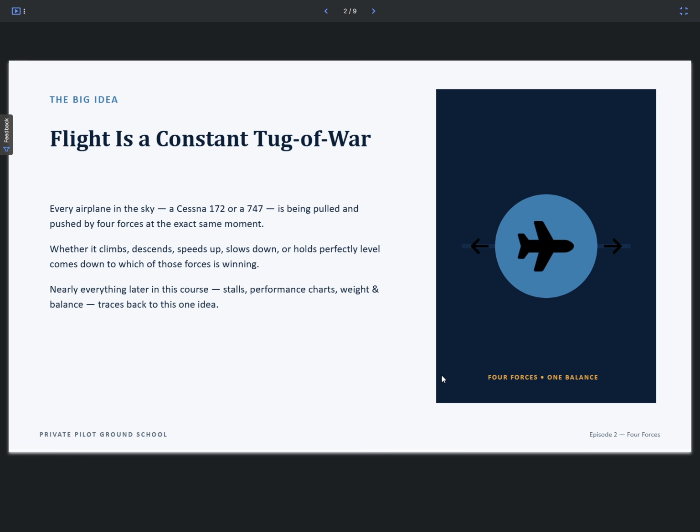Okay? So, nearly everything later in this course traces back to this idea. Once you understand how these four forces work and what it means when we say tug of war between these four forces, then everything else will become clear.